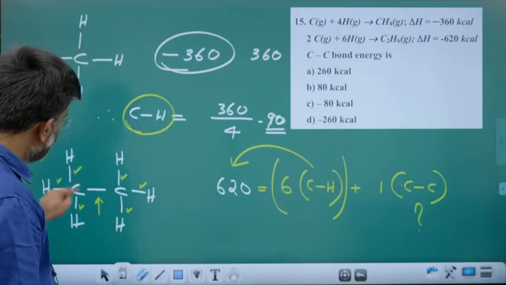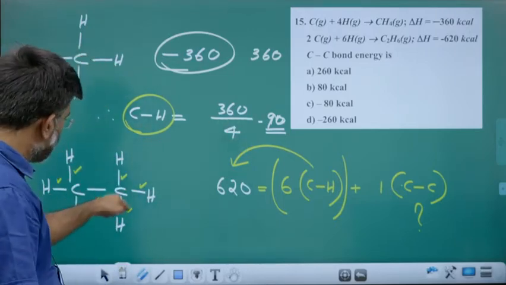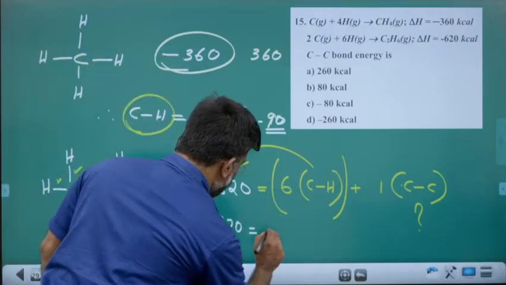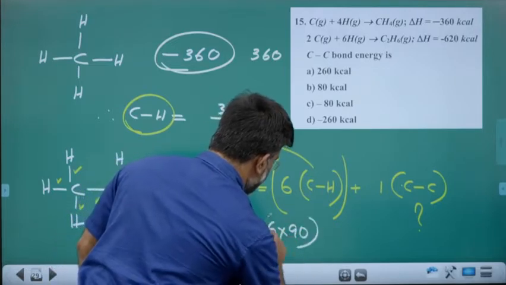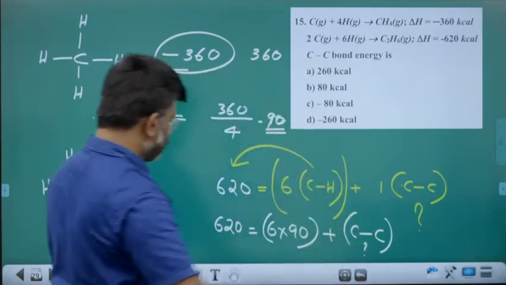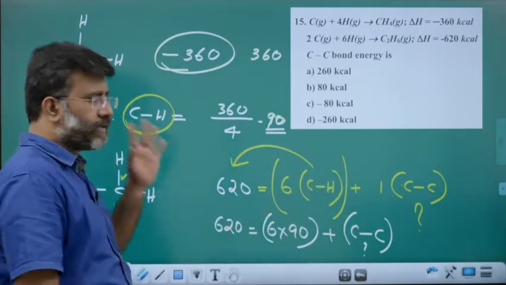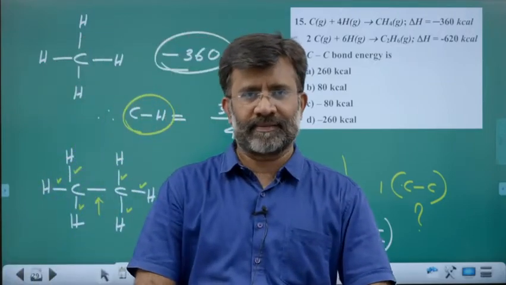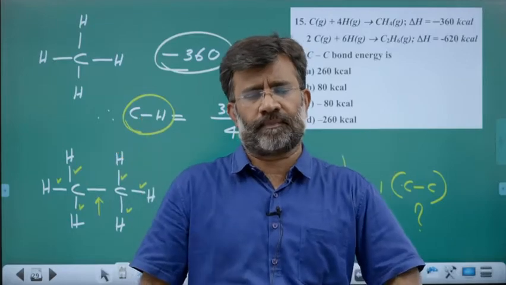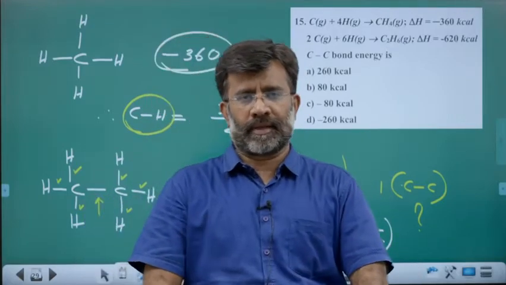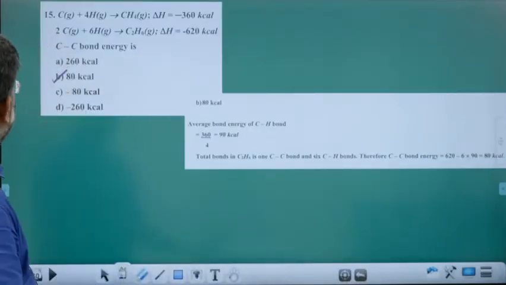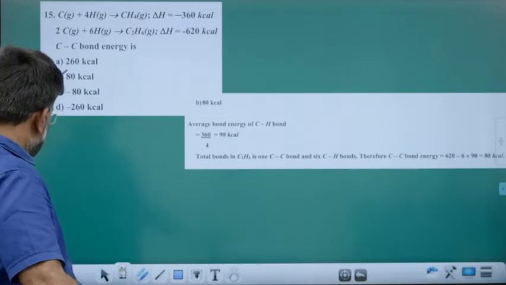For 1 carbon hydrogen bond, 90. 6 carbon hydrogen bonds, 6 into 90. So it will be 620 equal to 6 into 90 plus carbon carbon bond. So what is this value? It will be 620 minus 6 into 90. Right? Simple mathematical context. That's all. Can we go to next? Yes. You will get option B as the correct answer.